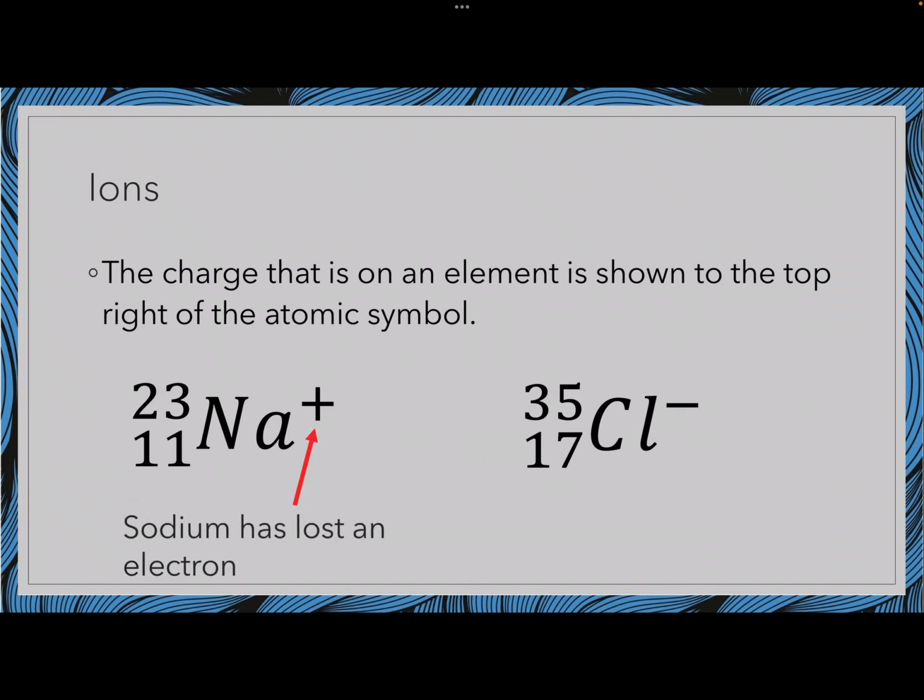On the sodium, that plus we've written there indicates that sodium has lost an electron. So it's become positive, as we've lost that negative charge. The chlorine, on the other hand, has gained an electron, so it's got an overall negative charge. So it means there's an extra electron in there somewhere.